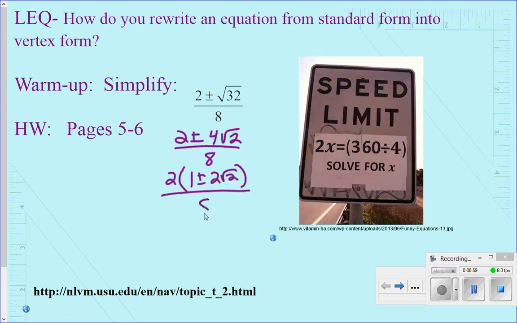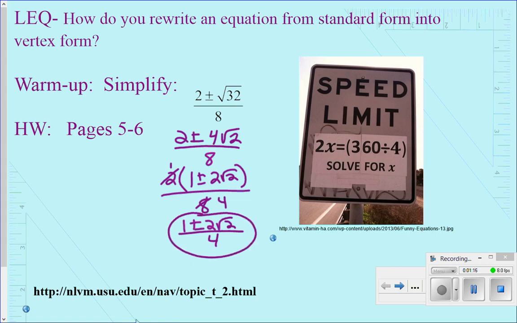And that's all over 8, because 2 times 1 is 2, 2 times 2 root 2 is 4 root 2. So 2/8 simplifies to 1/4. So my final answer, 1 plus or minus 2 root 2 all over 4.